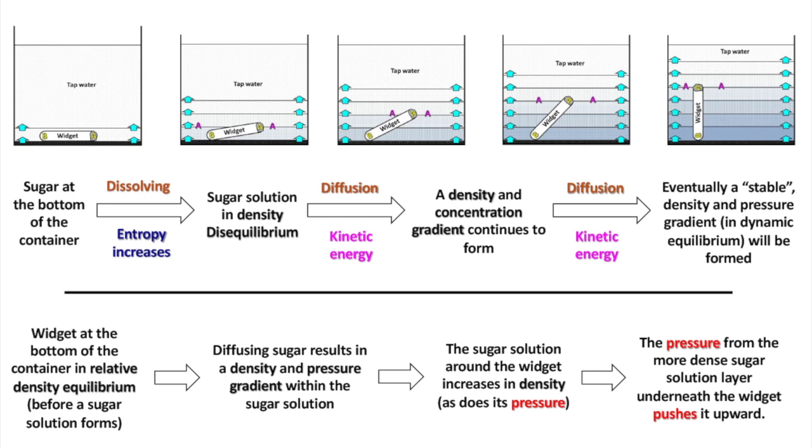Widget at the bottom of the container in relative density equilibrium before a sugar solution forms. Diffusing sugar results in a density and pressure gradient within the sugar solution. The sugar solution around the widget increases in density, as does its pressure. The pressure from the more dense sugar solution layer underneath the widget pushes it upward.